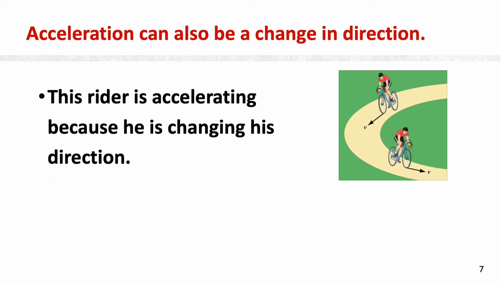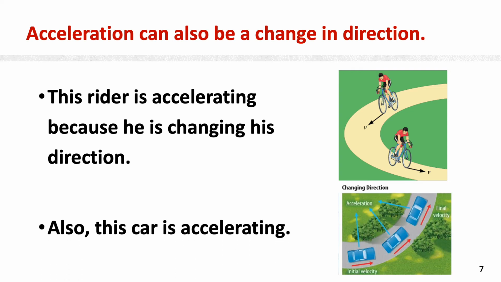The rider is accelerating because he is changing his direction. Also, the car here, when the car turns like that, there is acceleration. Why? Because there is a change in direction.